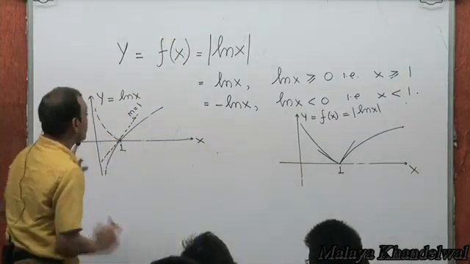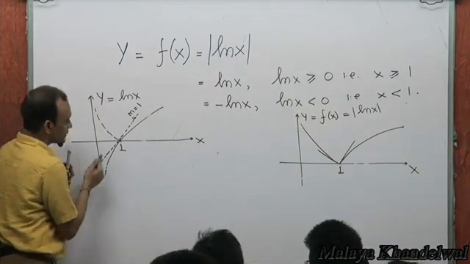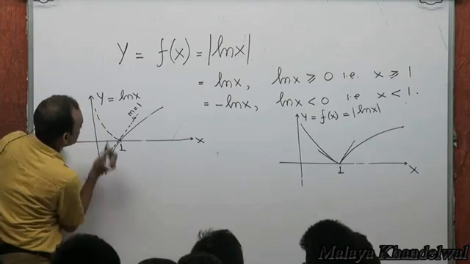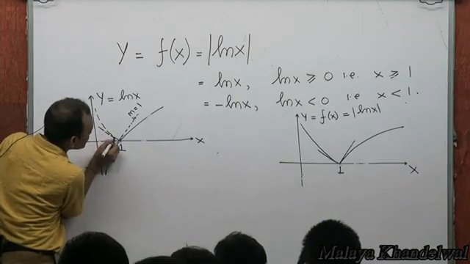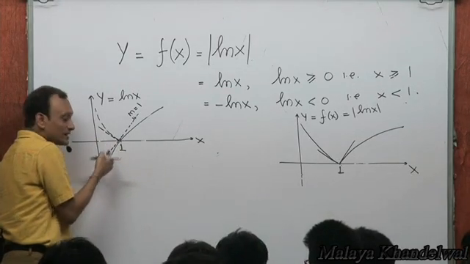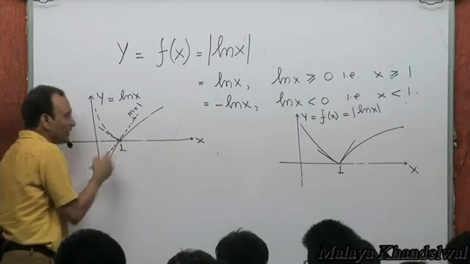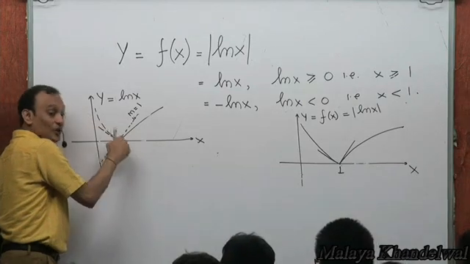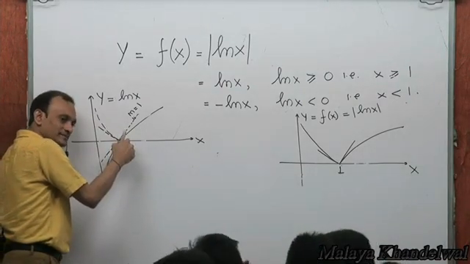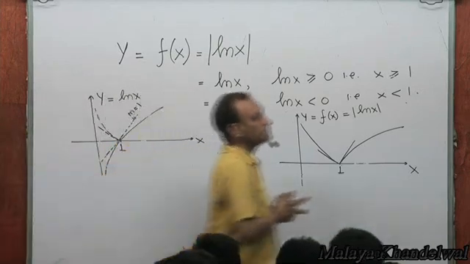Right? In fact, what has happened is, while this portion got reflected, this tangent also got reflected like this. Yes or no? So reflection of this tangent of slope 1 will produce this tangent of slope minus 1. That is what happens. You know what I'm saying? Clear?